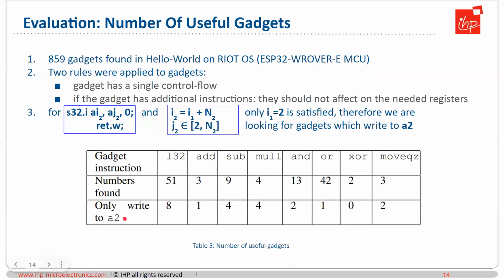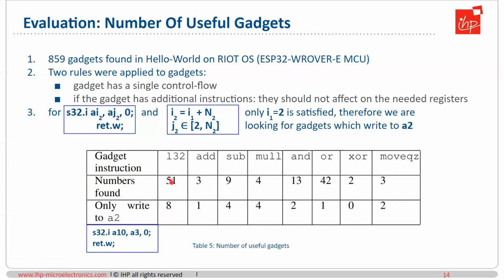So this row shows all operations which are writing to the register A2. We can see that only 8 of the 51 found gadgets for L32 are writing to A2. So generally, we can see that we have all of them except XOR which write to A2. So let's have a look at the idea behind it.